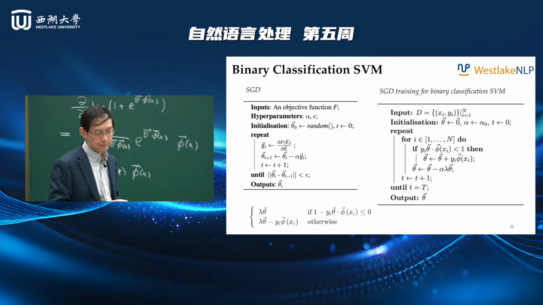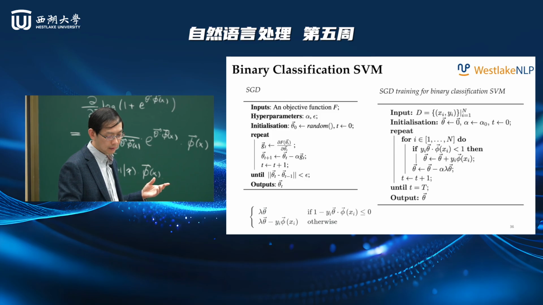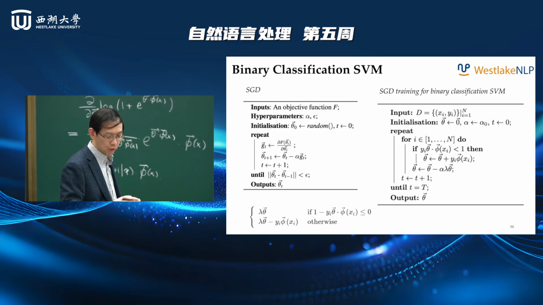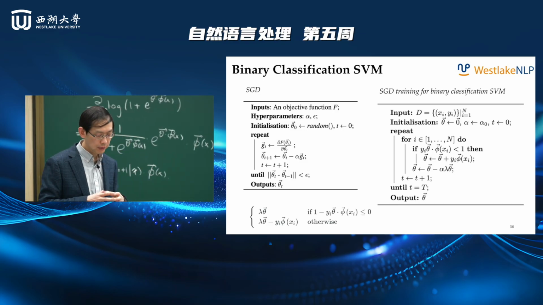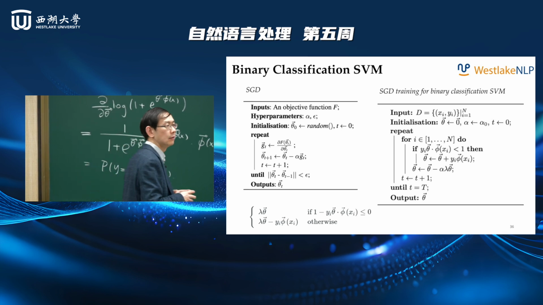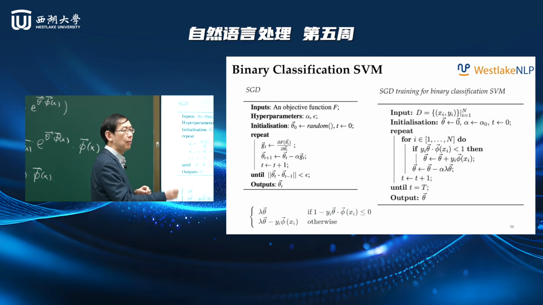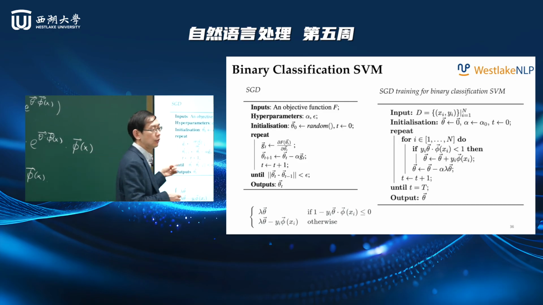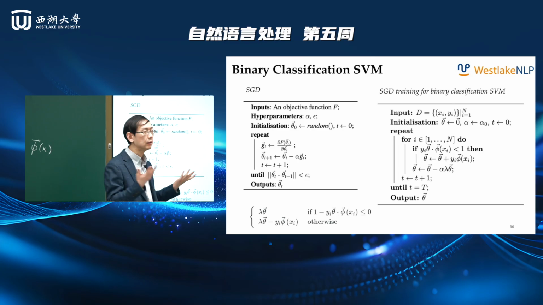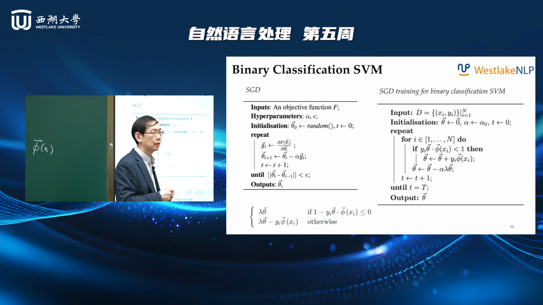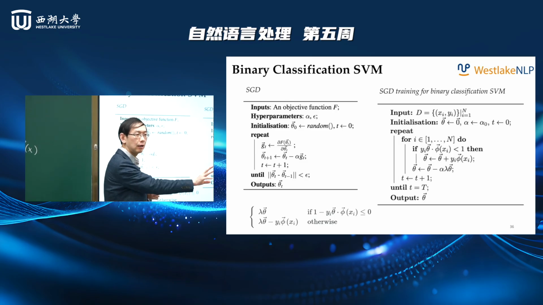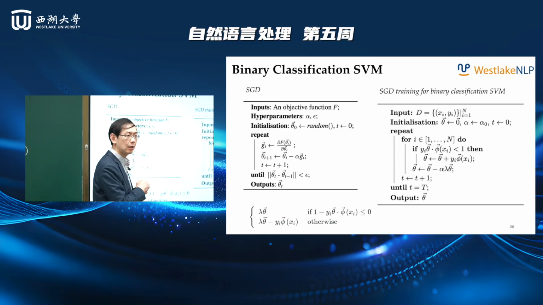Otherwise, I know y theta phi is smaller than 1, I need to do the update. What is the update? The update is theta is equal to theta plus y dot phi. You know, gradient descent, right? I minus the gradient. So theta is equal to theta plus y dot phi. What does that mean? It means that for positive samples, I train SVM by adding phi to theta, right? For negative samples, I train SVM by subtracting phi from theta. That's what it says.